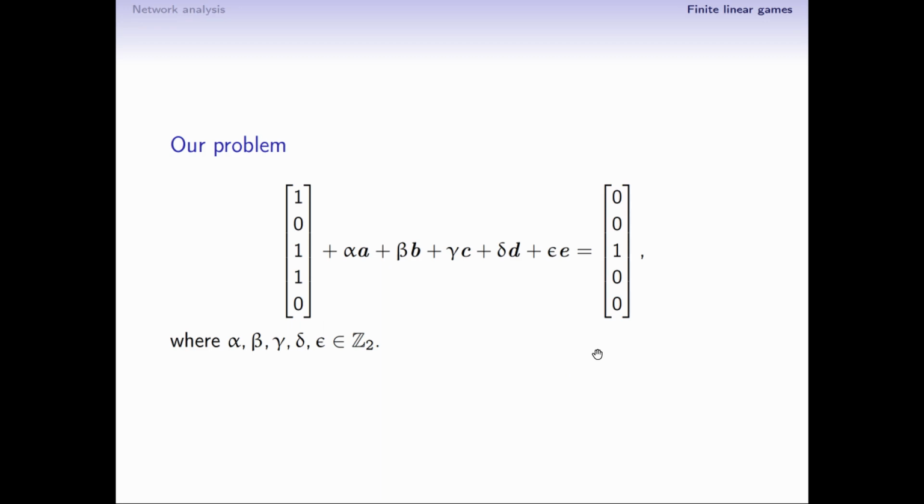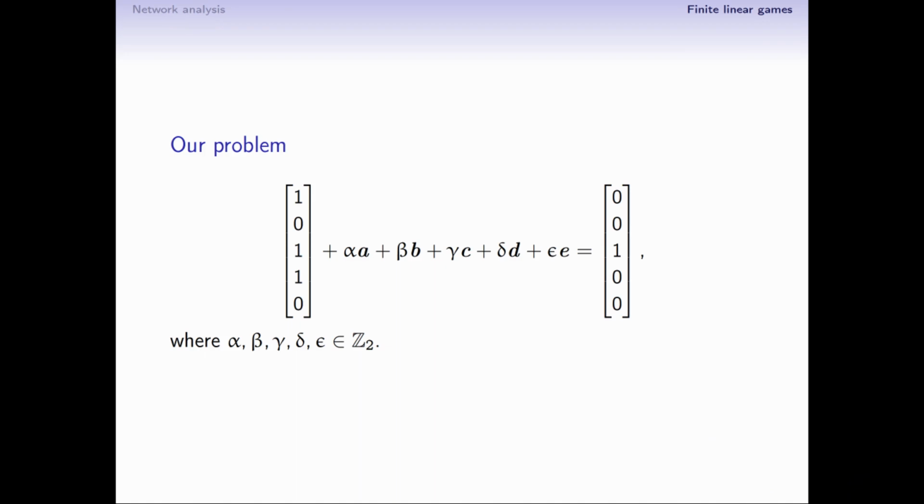Do I hit button A or not? That's equivalent to choosing this coefficient alpha equal to 0, not hitting button A, or 1, hitting button A. And you need to make a similar choice for every button. So what this boils down to is, can I solve this system of equations in alpha, beta, gamma, delta, and epsilon equaling elements of Z2? In other words, being equal to 0 or 1. All right, so this is equivalent to solving a system of equations in Z2.